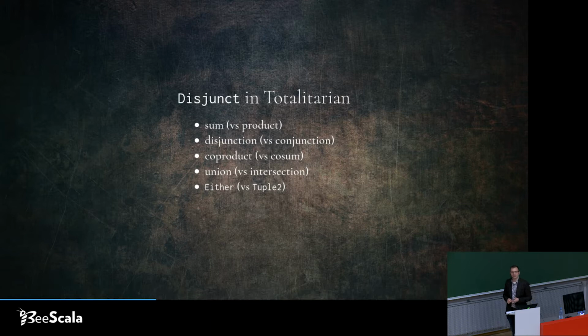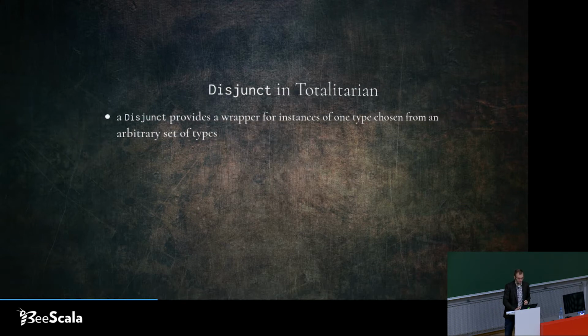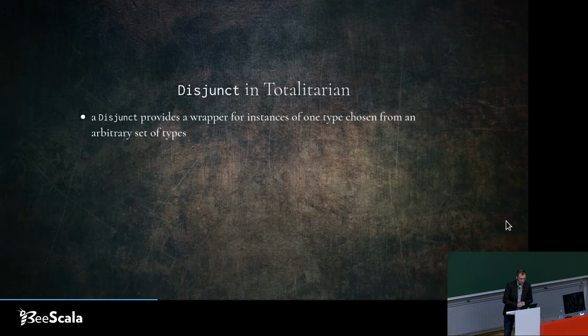And you're probably familiar in Scala with a very special case of this sort of construct, which is Either. Either is one of two possibilities. And the sort of product equivalent of that is Tuple2. It is two things kind of bundled together in the same object. So what Disjunct does is it provides a wrapper for instances of one type chosen from a set of several.